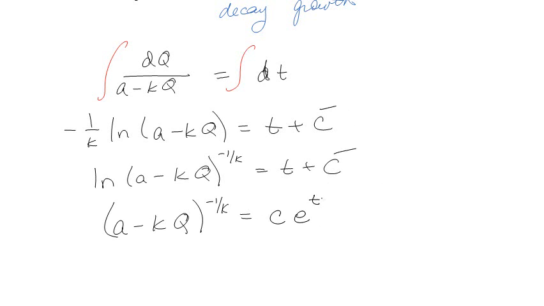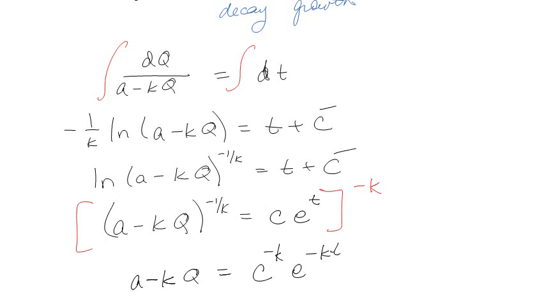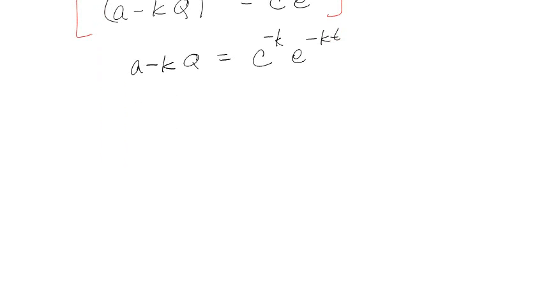Beautiful? Okay, so if I raise both sides to the negative k power, then that gets rid of that stupid thing on the left, and I've got C to the k, again, it's good, e to the negative kt, like that. Now, why am I doing all this? Trust me, there's a reason. Eventually, we'll get there. I'm going to go ahead and solve for Q. So Q is going to equal A over k minus, and I'm just going to fix this up a little bit here, 1 over k times C to the k times e to the kt, like that.